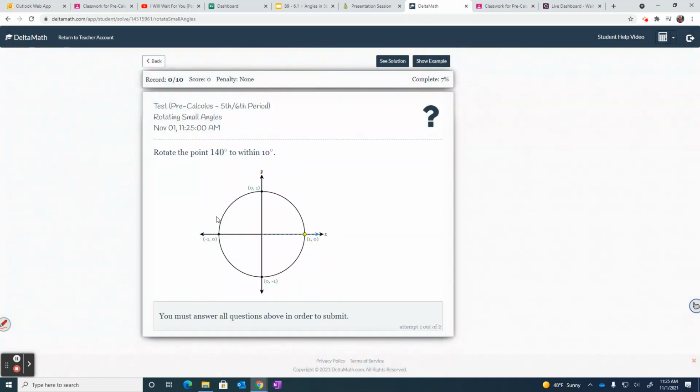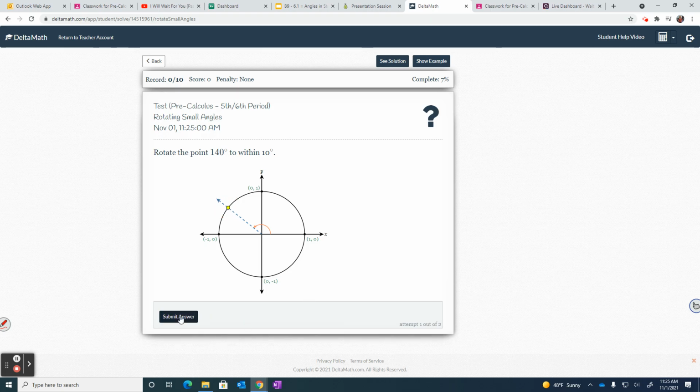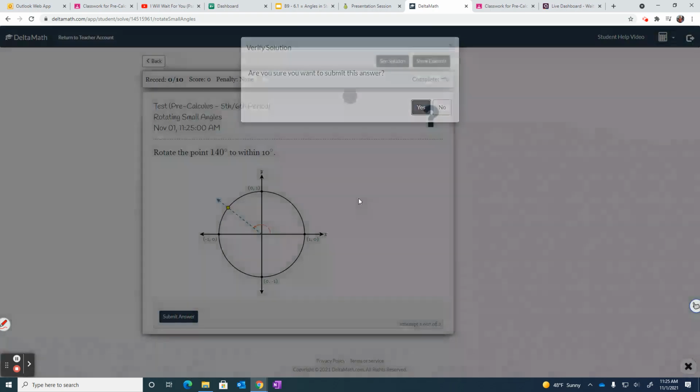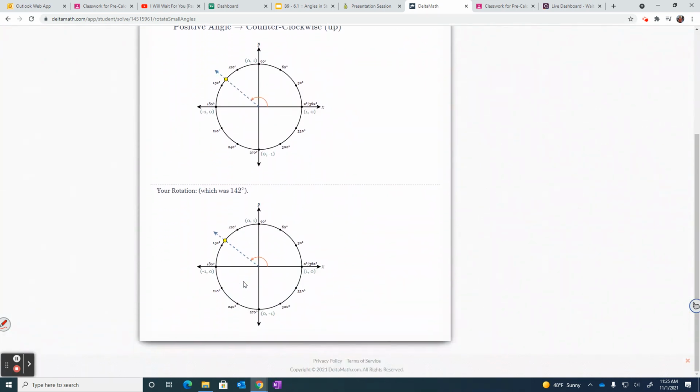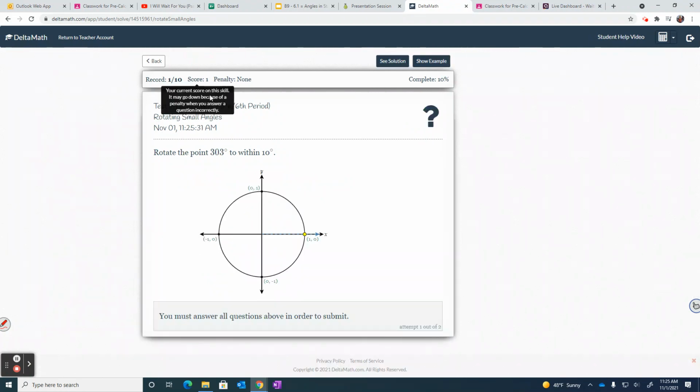The next one is rotating. So what you're going to do is click and drag approximately where this is. So 140 degrees. Well, we know 135, that's close to it. That's right in the middle of this quadrant, right? 135. So we're going to go a little bit past that. You're just going to get close to 140. So let's go about right there. And again, you just have to get within 10 degrees. And there, mine was 142. So you're just going to estimate.